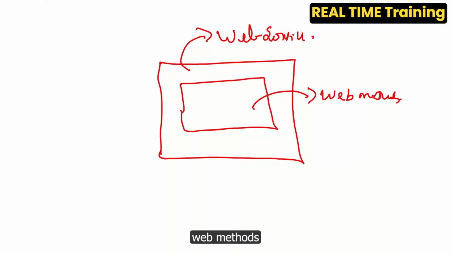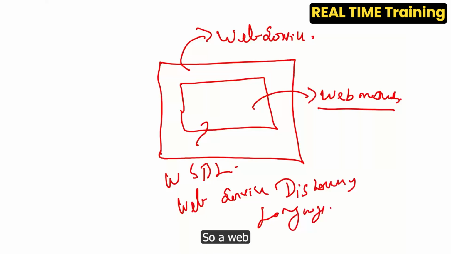So what is a web method made up of? A web method contains a lot of WSDLs. It's called web service discovery language. So the web service consists of a lot of web methods, and the web methods consist of a lot of WSDLs, web service discovery language. And this is how it actually is, okay?